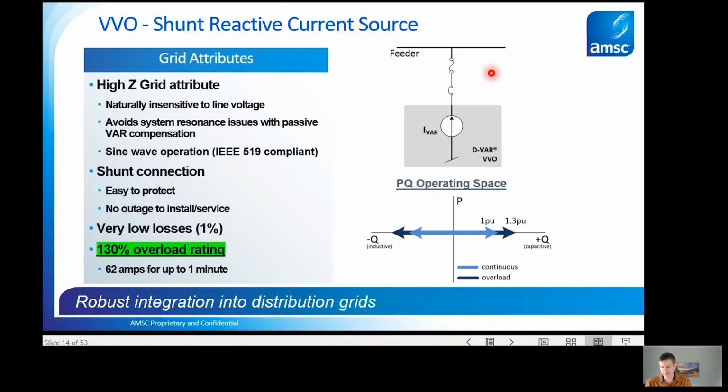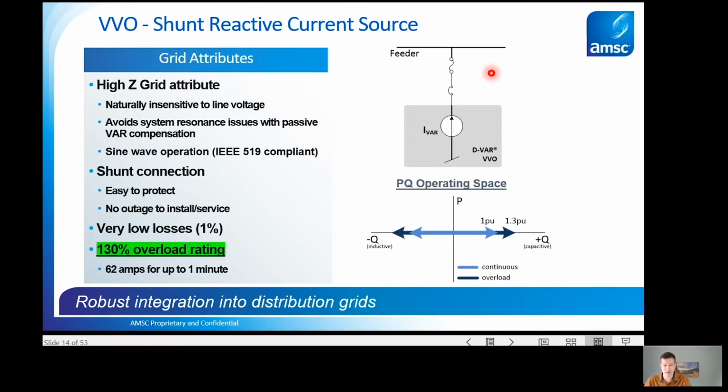So it's naturally insensitive to line voltage. As that line voltage dips, our controller is automatically able to compensate and inject the right amount of current to put it right back up. There are no resonance issues like we get with passive capacitors. It's a high impedance device that will not pull in harmonics. And so if you've got a soft starter, or other drives or harmonic creating sources, which are very common at these industrial sites, the STATCOM is going to reject those harmonics and not be sensitive to them.